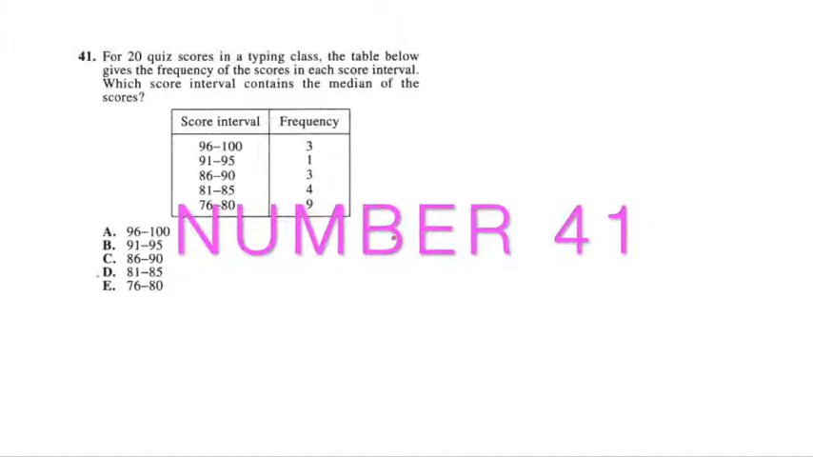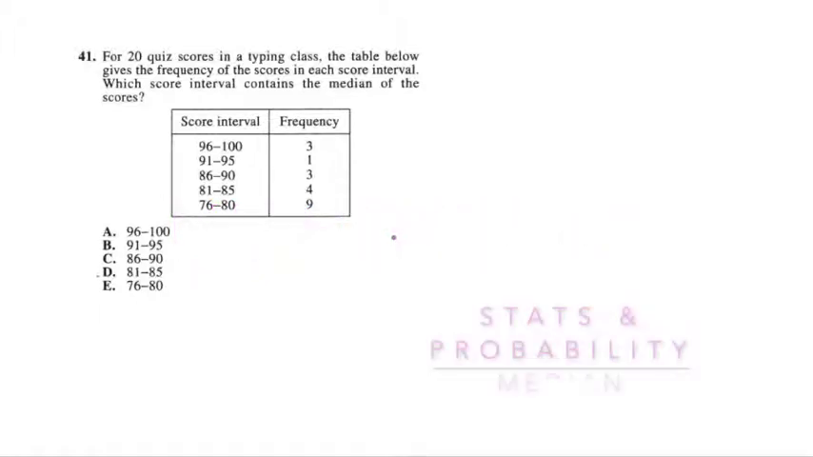Number 41. This is statistics and probability. We're trying to figure out the median. For 20 quiz scores in a typing class, the table below gives the frequency of the scores in each score interval. Which score interval contains the median of the scores?